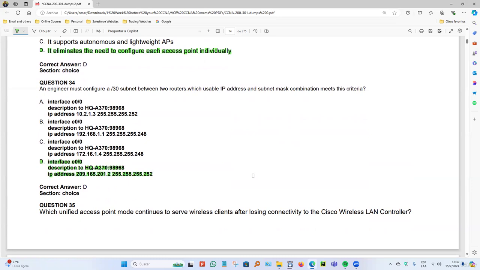It's actually this one, the correct IP address. Let's read the question. An engineer must configure a /30 subnet between 2 routers. Which usable IP address and subnet mask combination meets this criteria? So, interface Ethernet 0/0. Then we have the description, and the correct IP address is 209.165.201.2 with a /30. In fact, it is 255.255.255.252. This one seems like a private IP address, therefore it is incorrect.